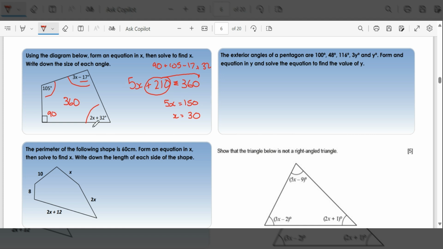Well, if x is 30, this would be 2 lots of 30 plus 32. And this would be 3 lots of 30, take away 17, right? Ignore.